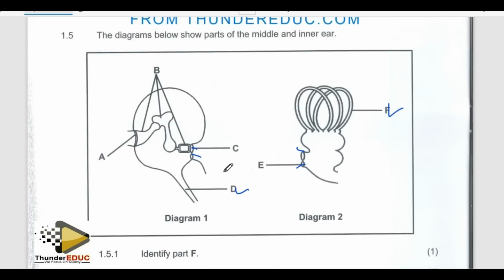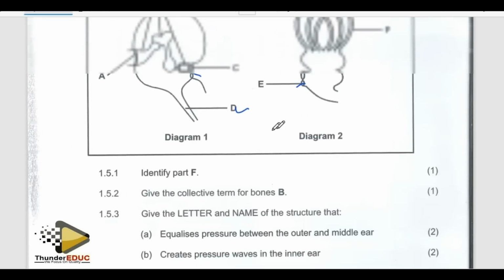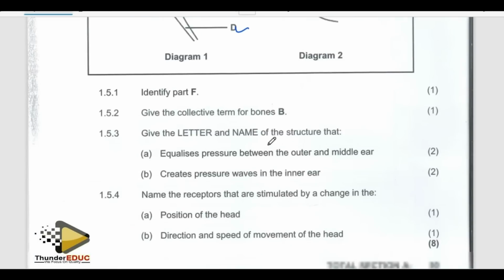Identify F. We have said it: semicircular canal. Then give the collective term for bones B. We call them ossicles. Yes, ossicles.